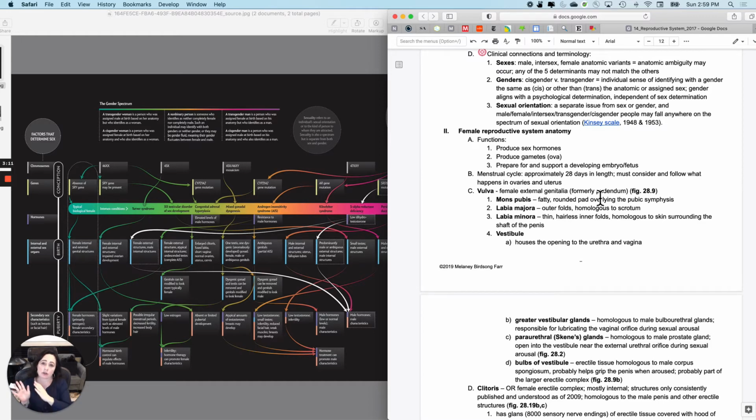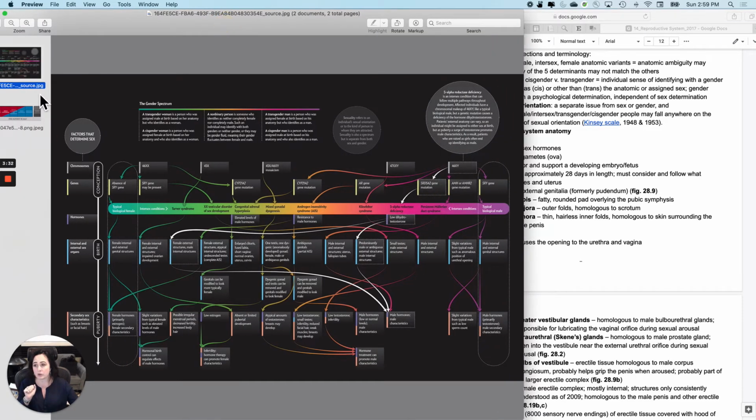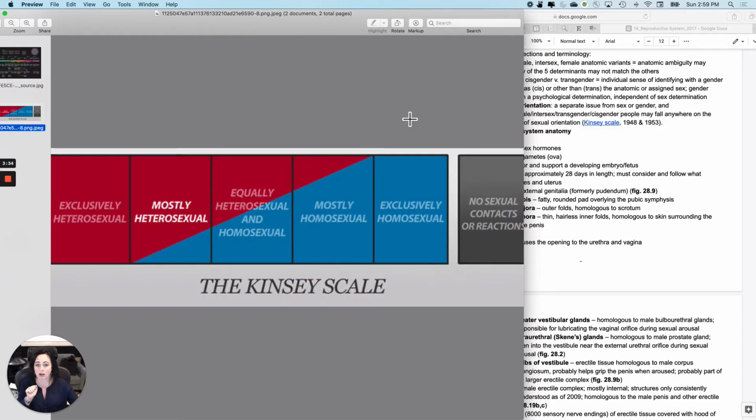So gender aligns with psychological determination independent of sex determination. And there are absolutely situations in which the anatomic sex and the gender identity do not agree, and have been historically as well. And then last but not least, again, not directly related to what we're talking about, but so easy to conflate that it's worth actually talking about.